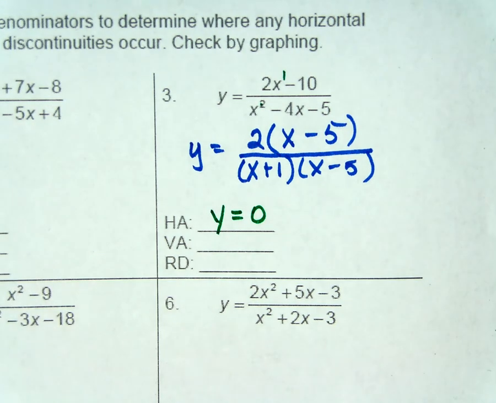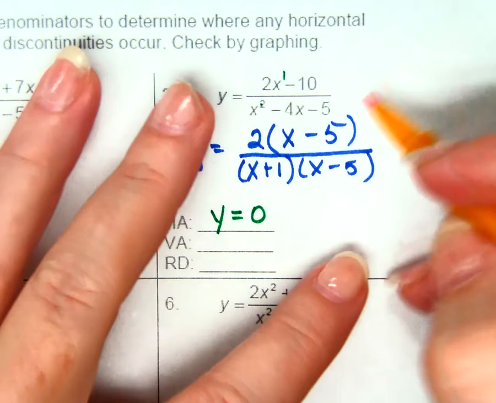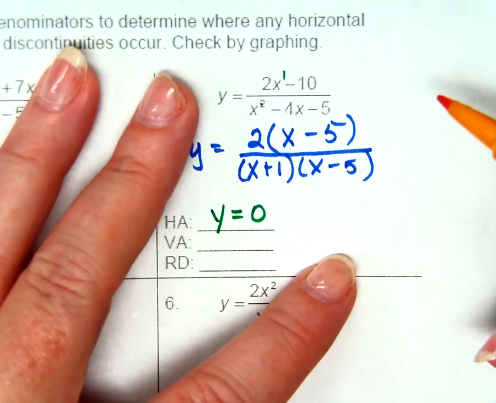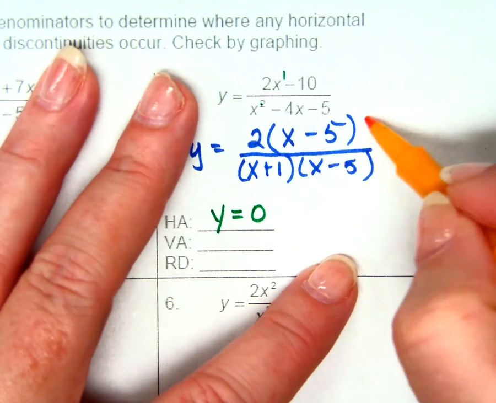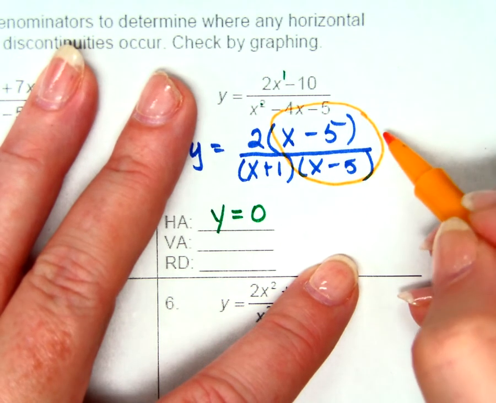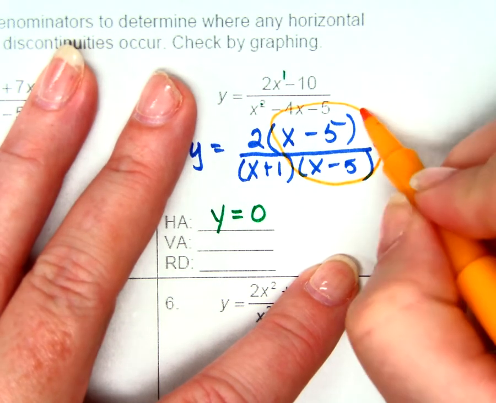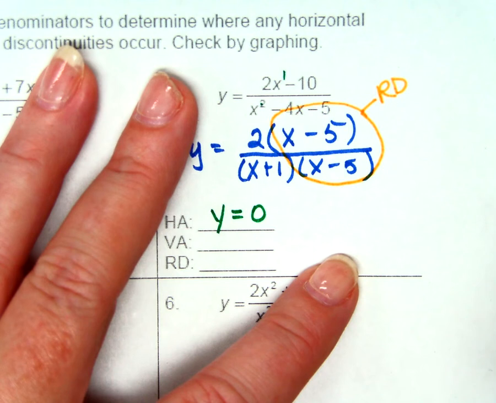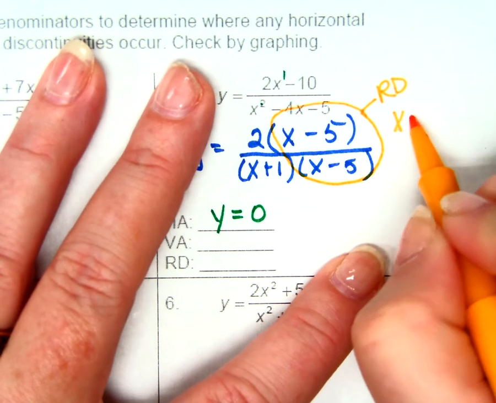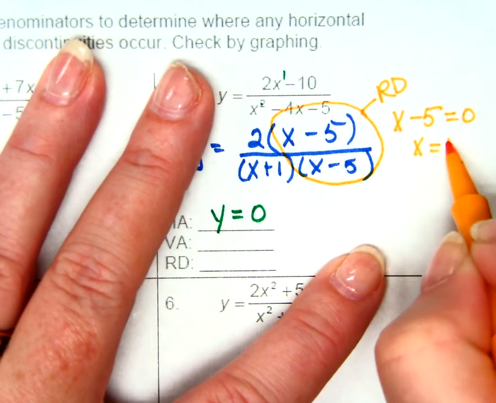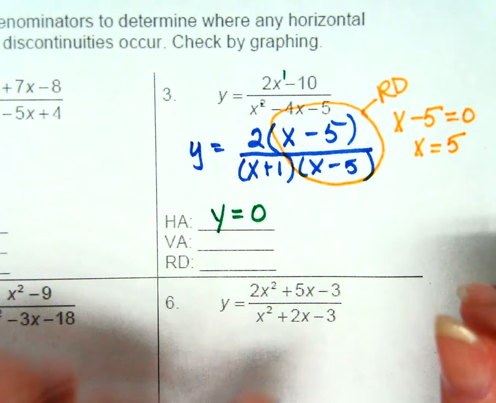Now I have to decide about vertical asymptotes and removable discontinuities. What do you notice? There's an x minus 5 in the numerator and in the denominator. What is that going to give me? That's going to give me my hole, my removable discontinuity. To find it, I say x minus 5 equals 0, so x should equal 5.